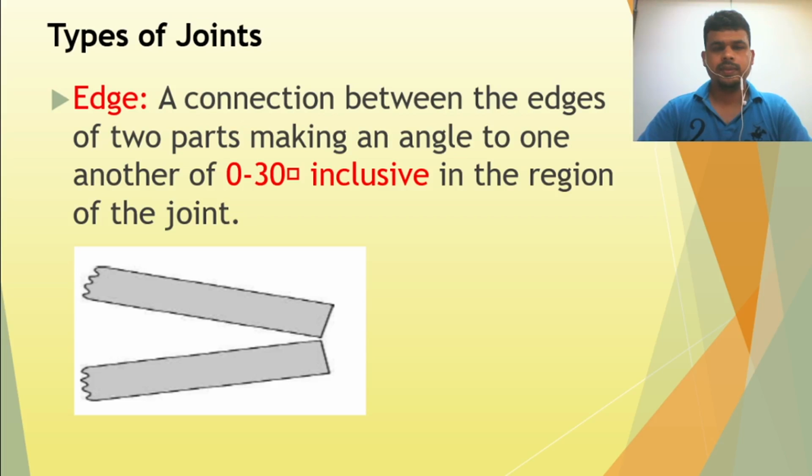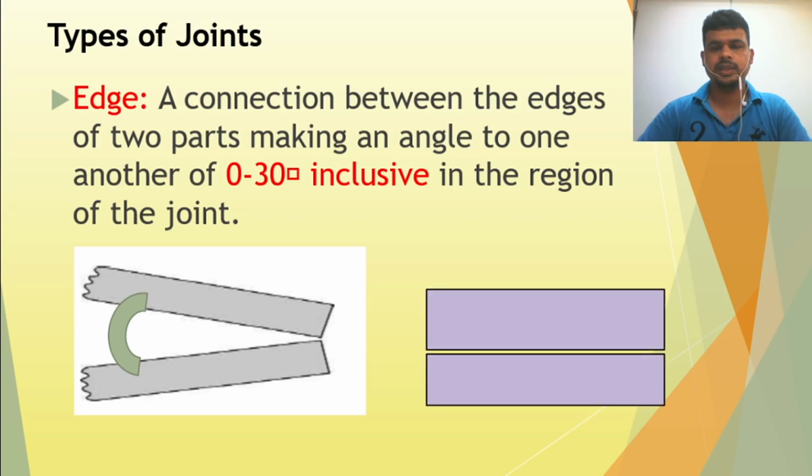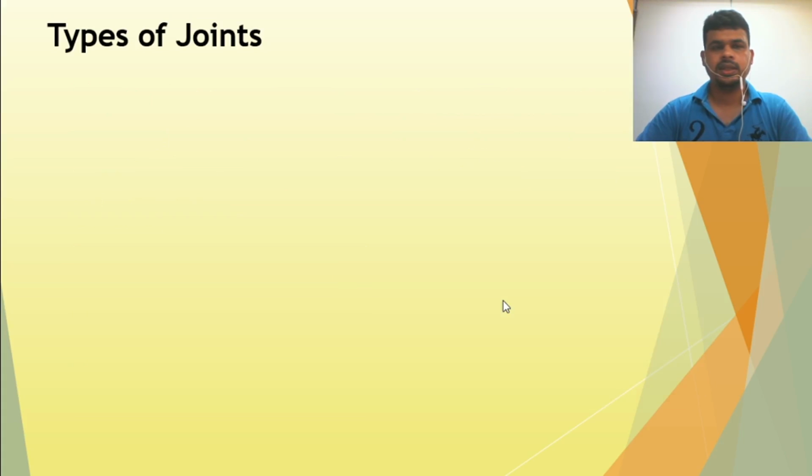Then from this, consider the 30 degree, so inclusive 30 degree. If it is 30.1 degree, it is not considered an edge joint; it will be another type of joint. So I show you 0 to 30 degree inclusive. This is considered 30 degree, this is the edge joint. In another picture you can see this is the 0 degree and widening on both sides, so this is also considered an edge joint.